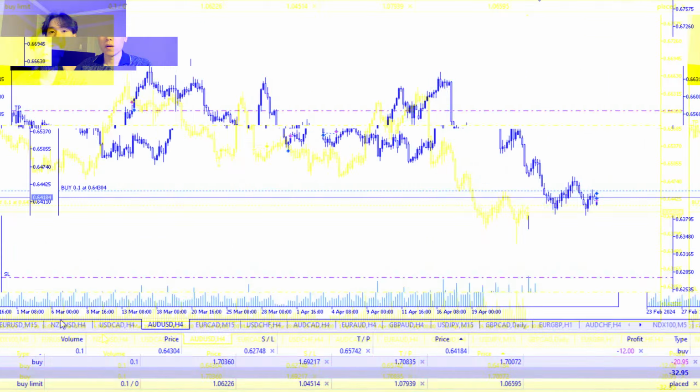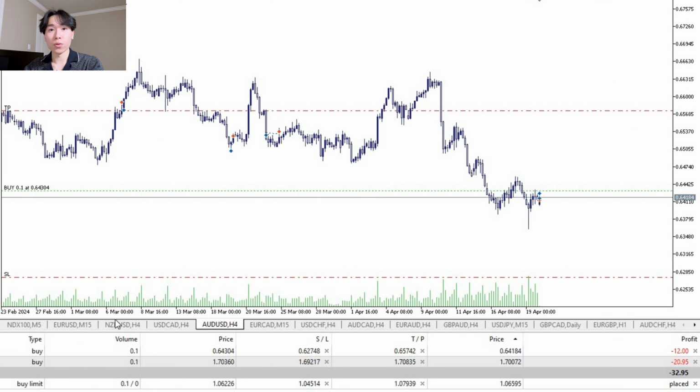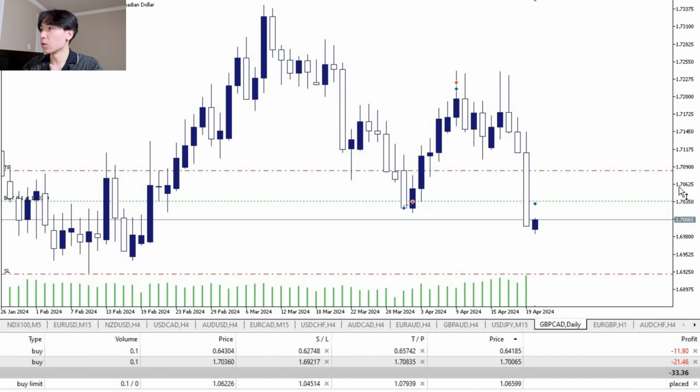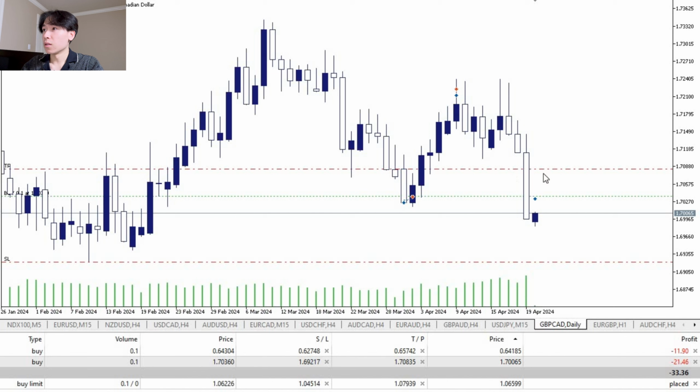Alright, so I just wanted to quickly show you guys that I am currently entered in the trade, as you can see down here. Unfortunately, I am currently negative, but I do believe price will continue higher, so should be okay. Here we do have AUD USD. As you can see, here are the entries, stop loss and take profit. And then on GBP CAD, we also have the entry, stop loss, and take profit.